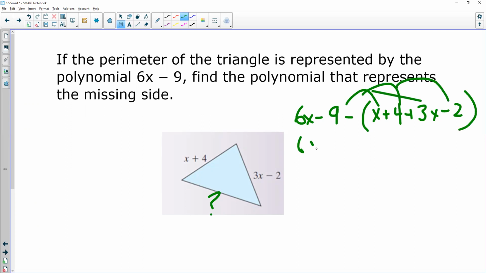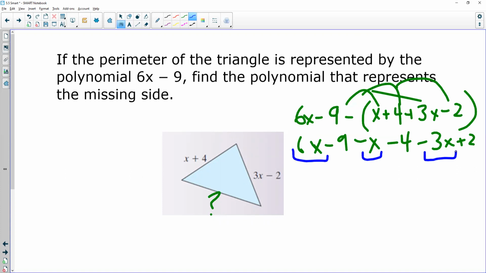So 6x minus 9 minus x minus 4 minus 3x plus 2. Now combine stuff. Let's see, 6x minus x minus 3x. 6 minus 1 minus 3 leaves me 2x. I have minus 9 minus 4 plus 2. So that's minus 11. That's all it is. It's done. 2x minus 11. All right.